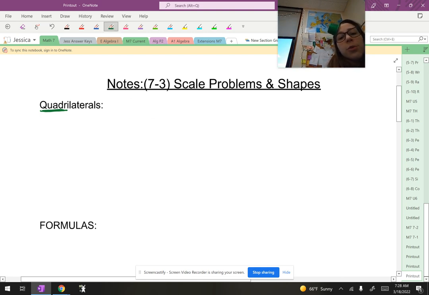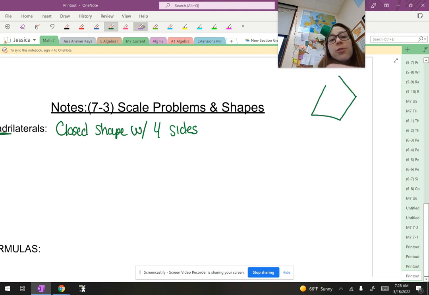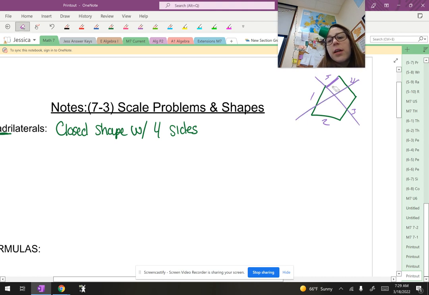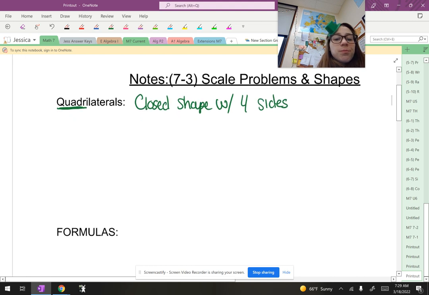You know what? We need to add the word closed. A closed shape with 4 sides. Because something like this technically has 4 sides, right? 1, 2, 3, 4, but it's not closed. And if I did close it, that would make it a 5th side, and that wouldn't be a quadrilateral. So it's got to be closed.